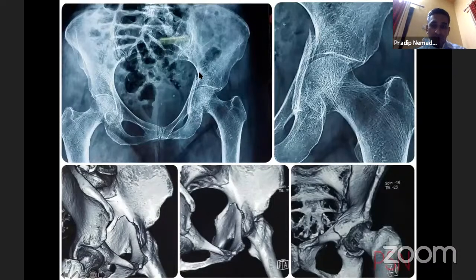Now, this is a particular case. It's an 82-year-old female, mother of a doctor, and she had this kind of injury, a pretty innocuous looking x-ray. And here also we can see that the fracture lines have barely moved.